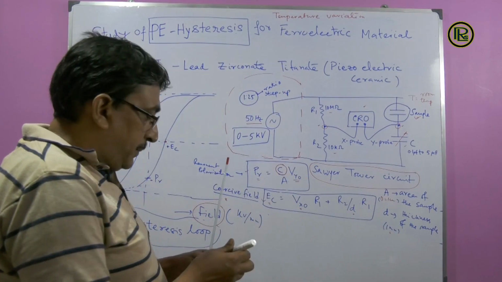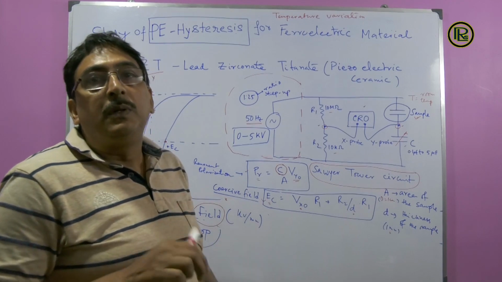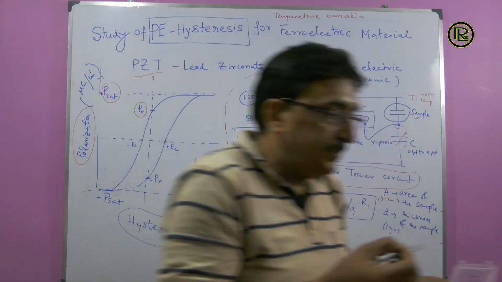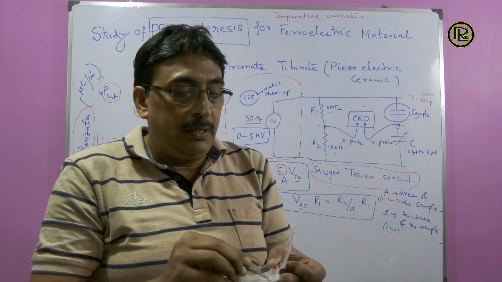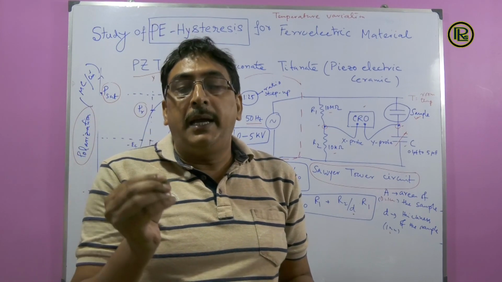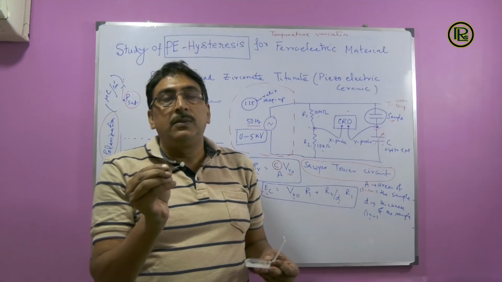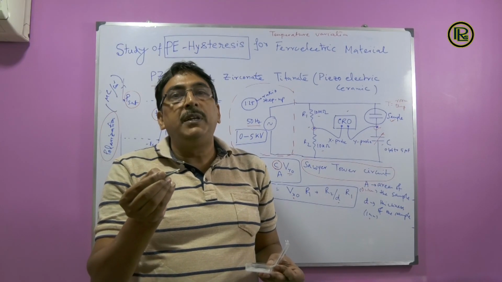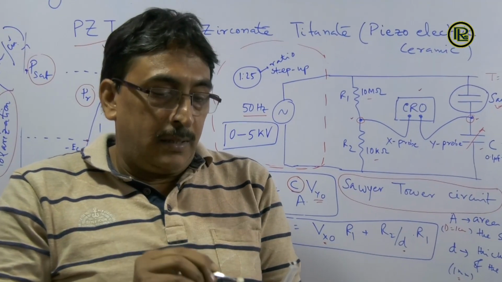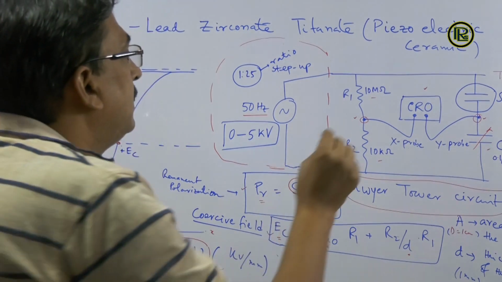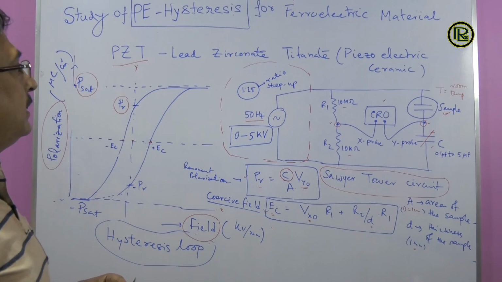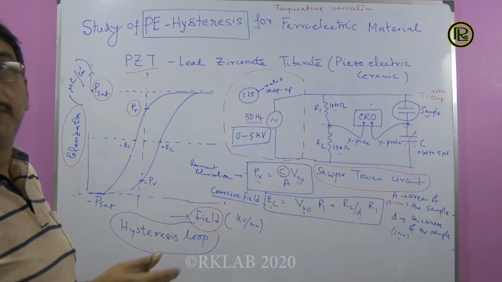Before we go to the experiment, first I'll show you the sample. The sample is this one. This is the PZT for us. It has a thickness of 1 millimeter and a diameter of around 1 centimeter. This sample will be inserted here, and now we will go to the experiment.